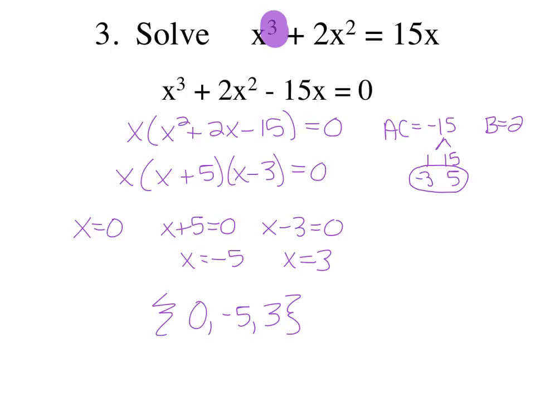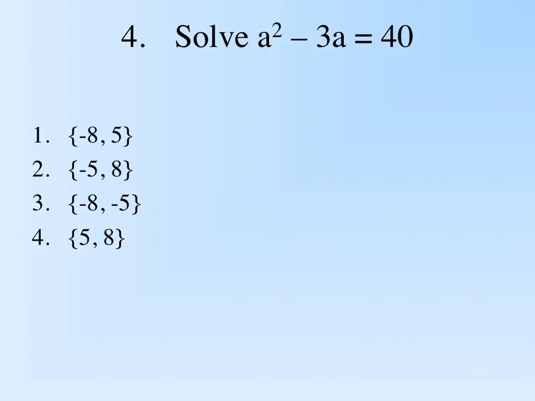Okay, so you should have had a GCF of x, and then you were able to factor. AC was negative 15 and B is 2. Your factors would have been negative 3 and 5, and because there's nothing in front of your x squared, A is 1, you're able to just use those as your factors. And then we end up with our 3 factors and 3 solutions of 0, then negative 5 and positive 3.